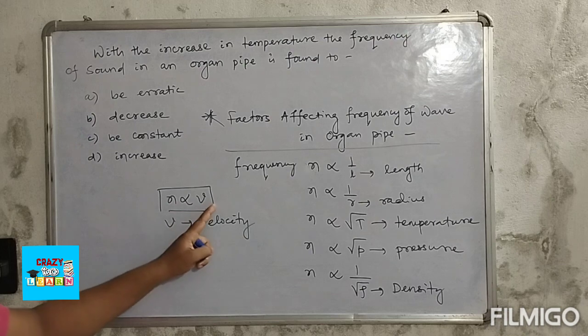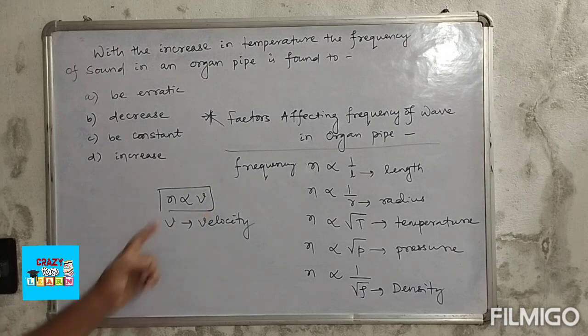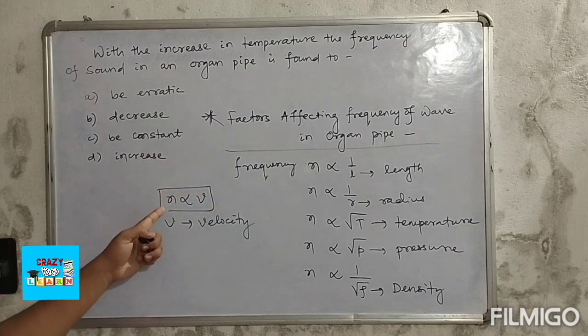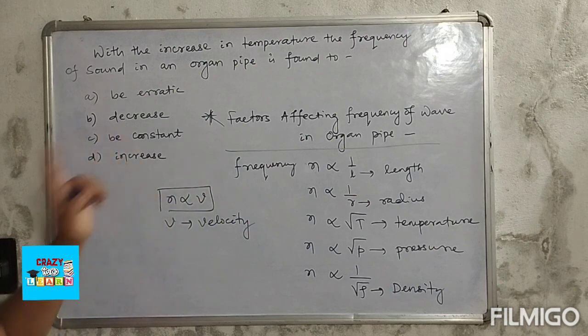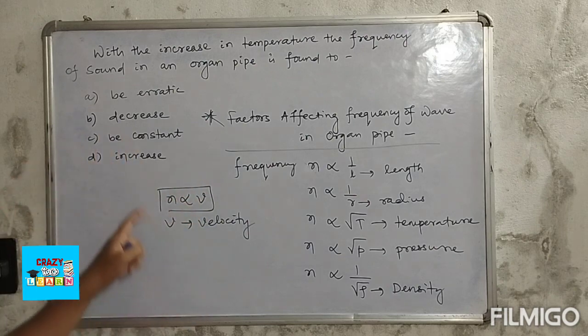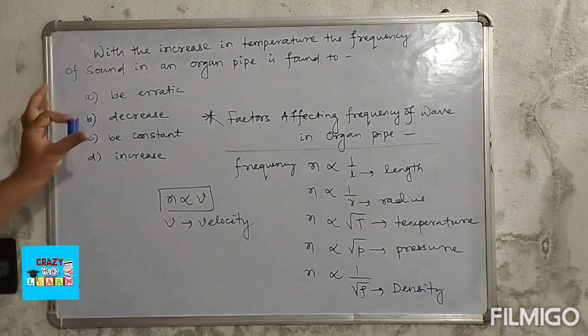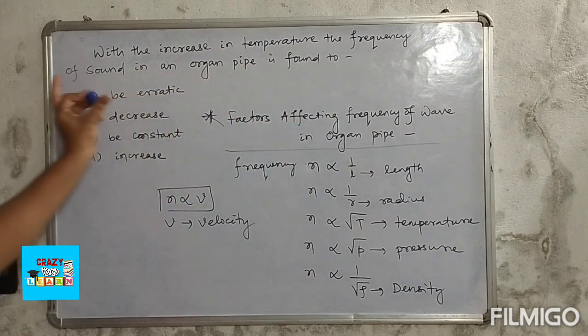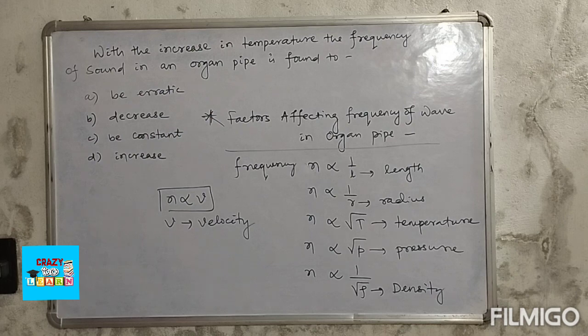And directly proportional to V, where V is the velocity. If you increase the velocity, then the frequency will increase. If you decrease the velocity, the frequency will decrease. Now we will come to the question. With the increase in temperature, the frequency of the sound in an organ pipe is found to be.